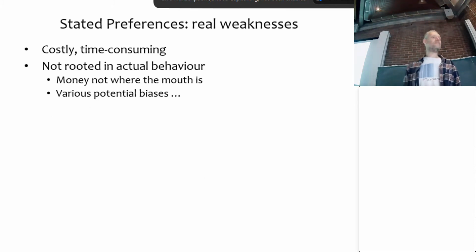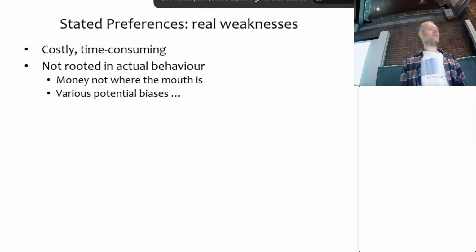There are also real weaknesses. To get it right, you're talking about a very substantial investment. Revealed preference methods is something that an advanced PhD student could do in a year. So you're talking about £50,000 or so would be the cost for a revealed preference study. For stated preferences, 150,000 is sort of the lower limit. This is expensive. It's also time consuming to set it up correctly. So this is not cheap.